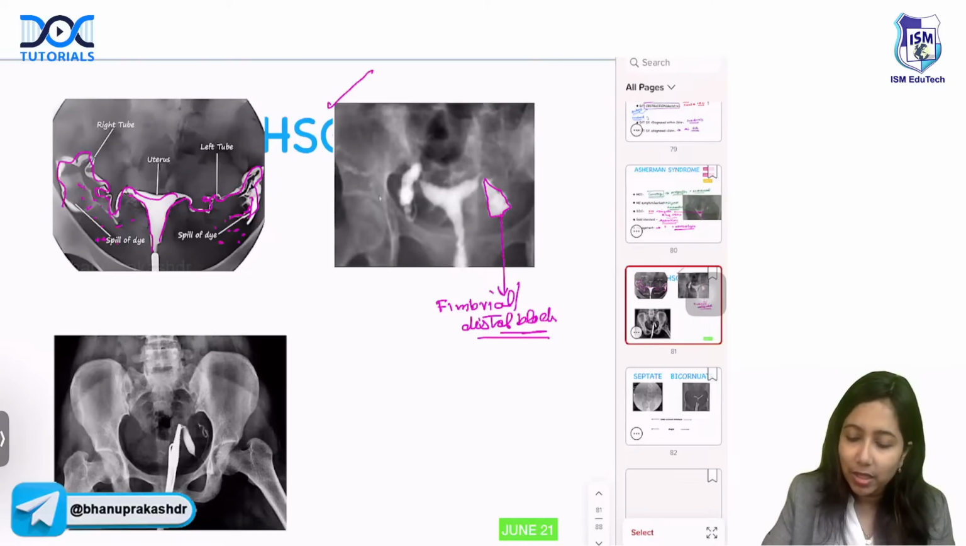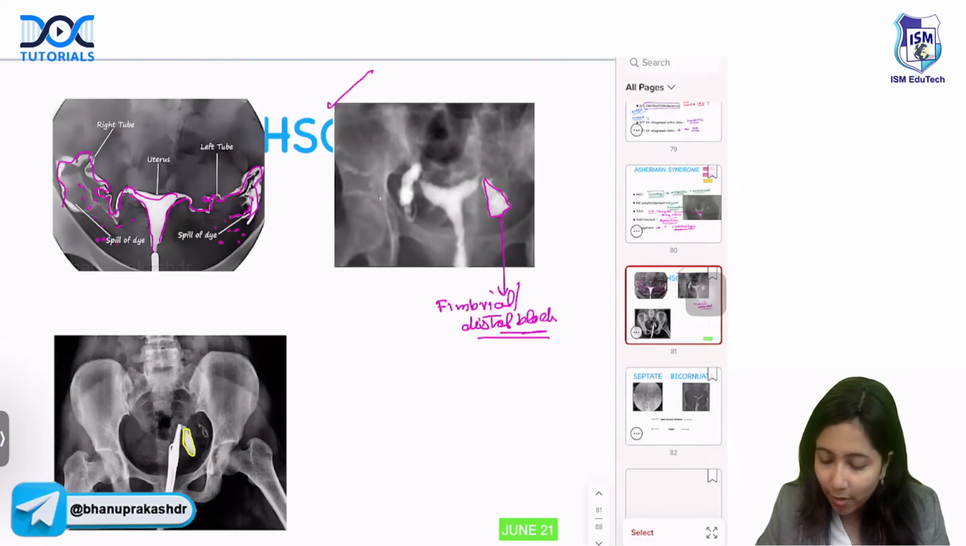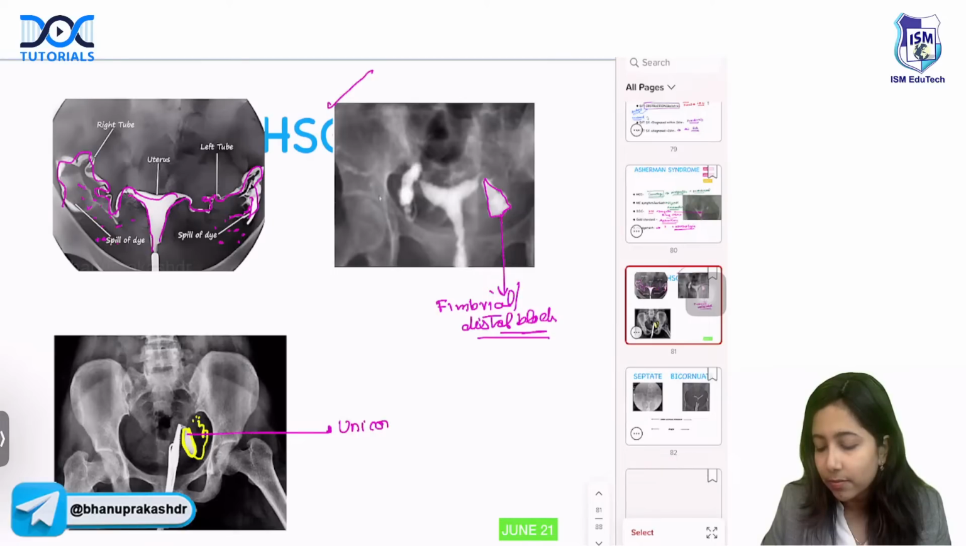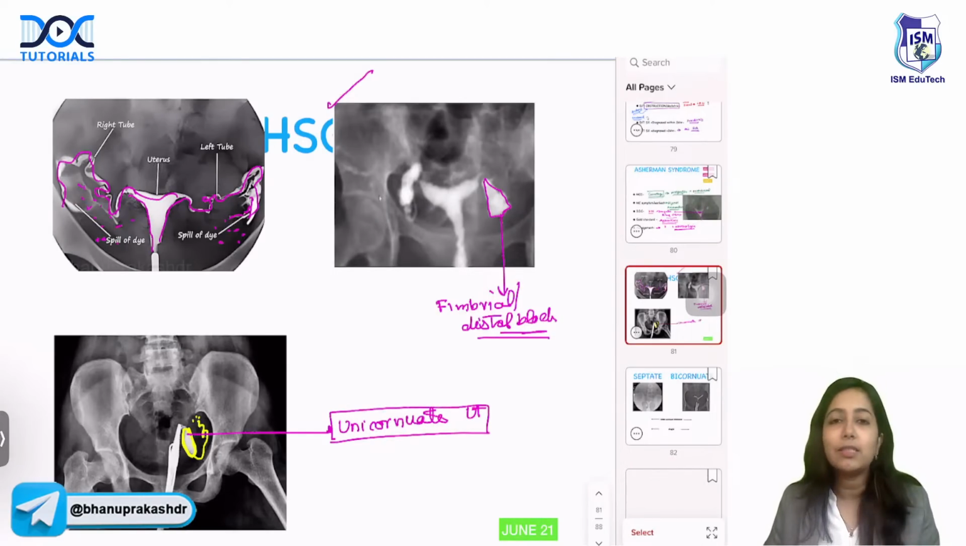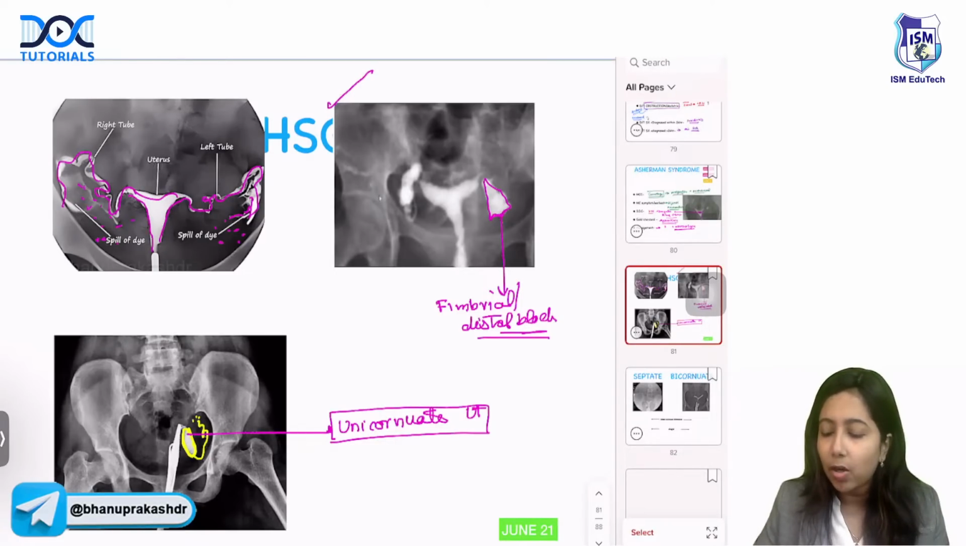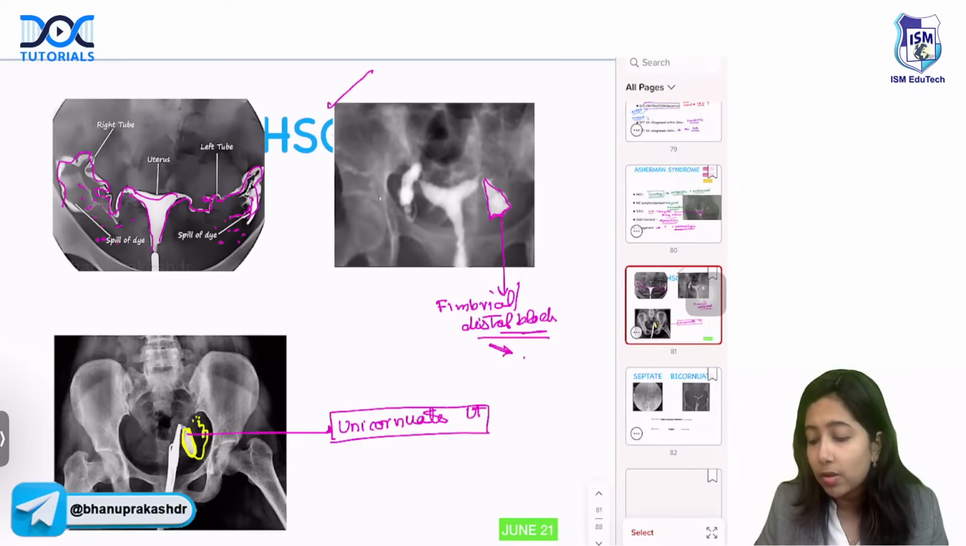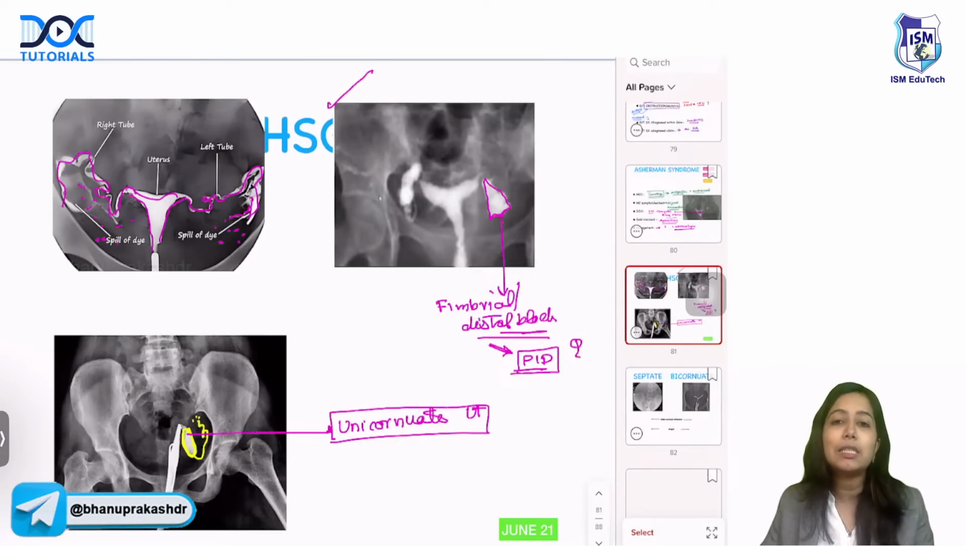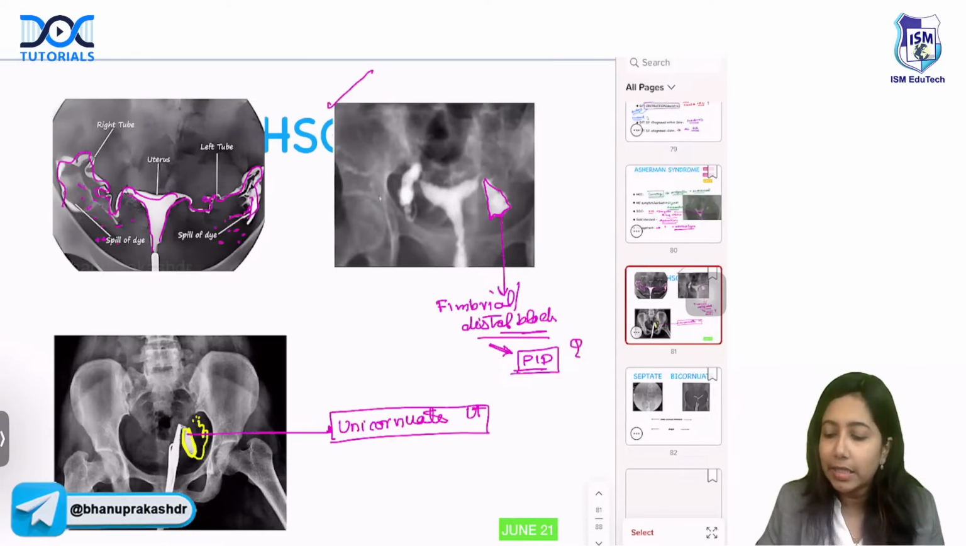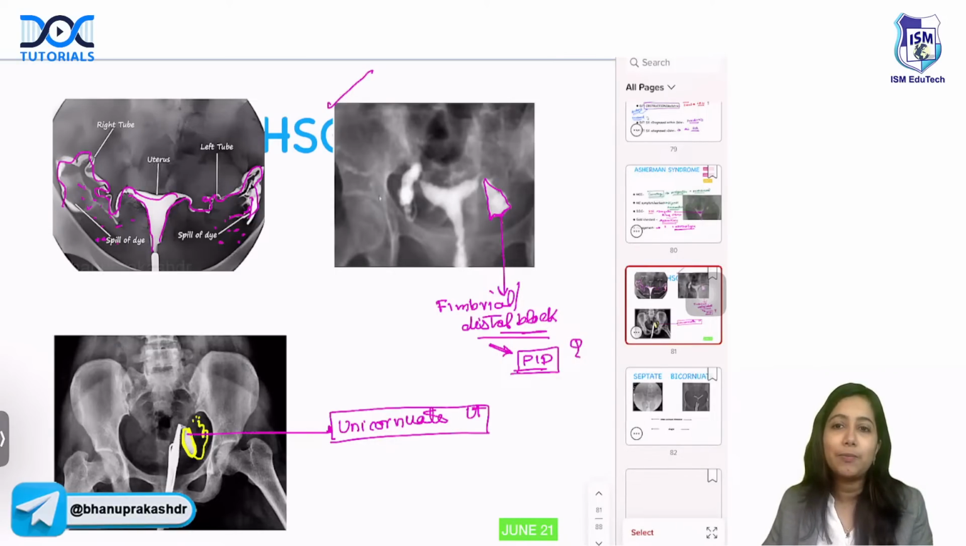Whereas in the next image, you will see that there is just one horn of the uterus. Can you appreciate only one side, and there is a tube and some spillage. This is basically showing you a unicornuate uterus. So fimbrial block, distal block is seen here, and a common cause of fimbrial block or distal block is pelvic inflammatory disease.